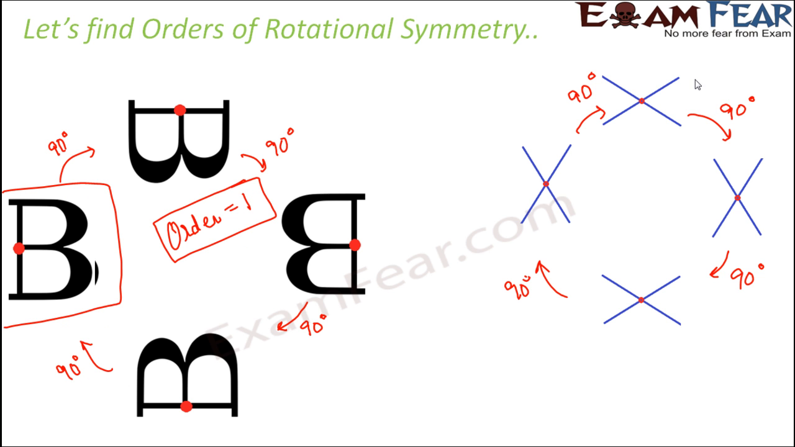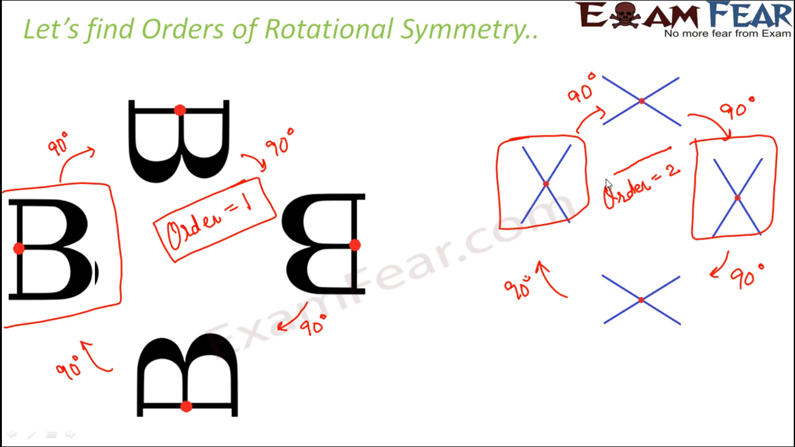So basically you see now you have completed 360 degrees. So in one complete cycle, how many identical positions do you have? This is 1 and this is 2. So you have a total of 2 identical positions. So the order of symmetry would be 2.